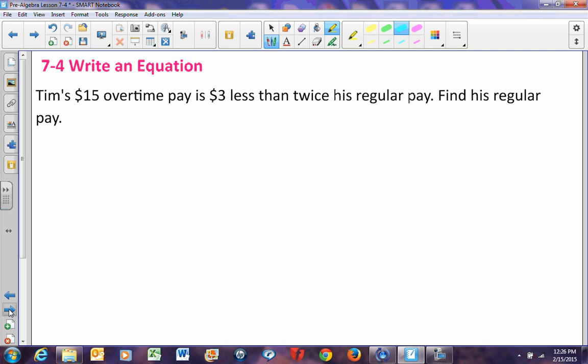Next example. Tim's $15 overtime pay is $3 less than twice his regular pay. Find his regular pay. Okay, so we're looking for his regular pay. So I'm going to let that be my variable. I'm going to let x equal regular pay, or whatever variable I want.